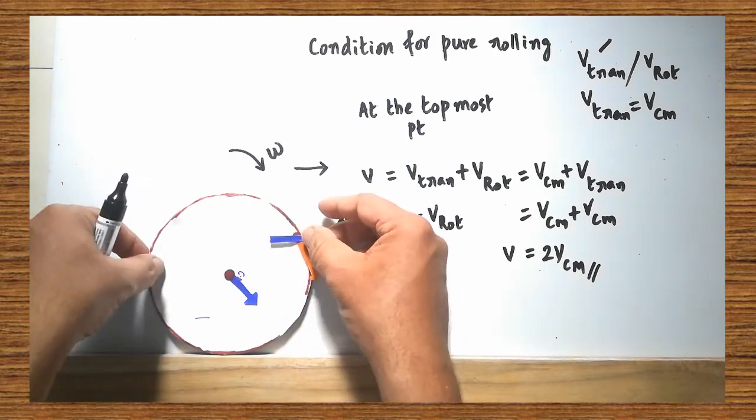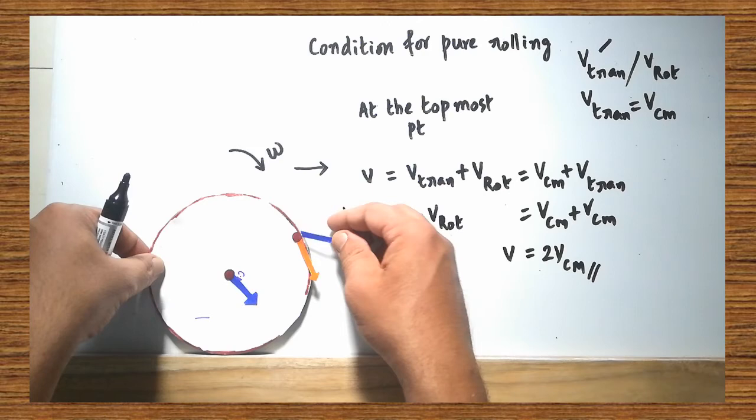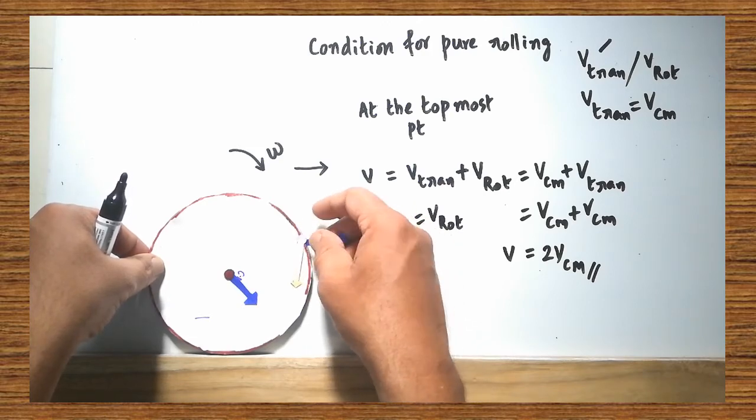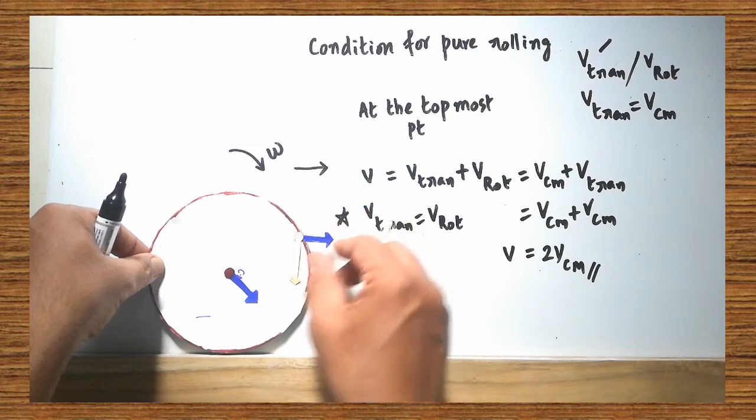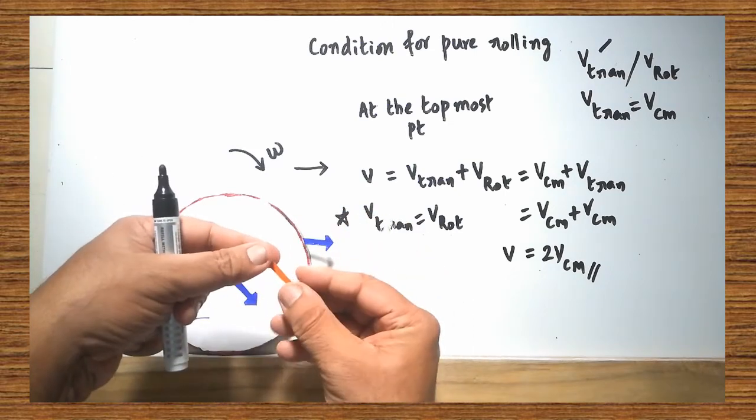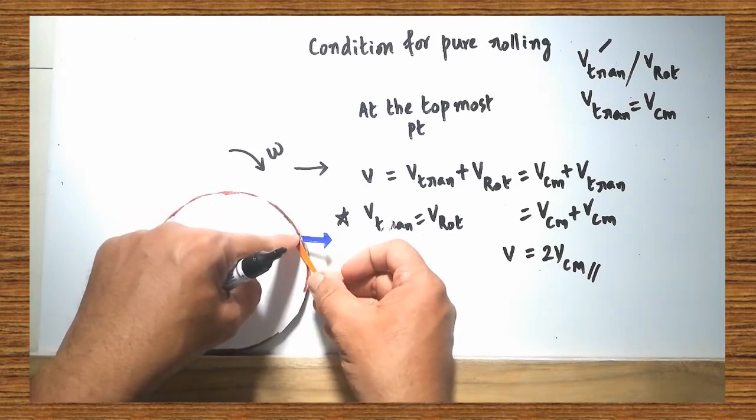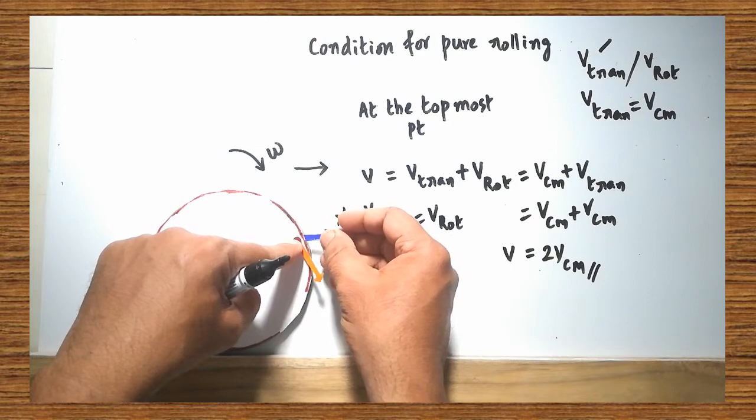Are you clear? The direction of the V translational will be acting in this direction. So this is the direction of V translational. This is the direction of V rotation. Are you clear? See how the orientation changes. Look at that.